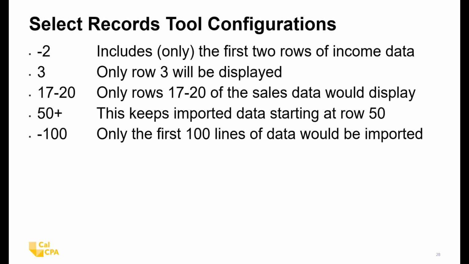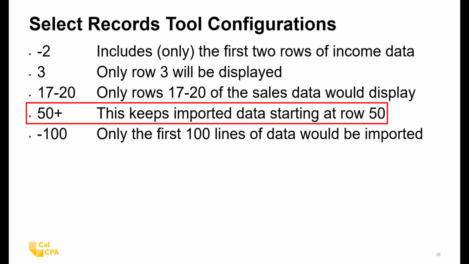With 3, out of the entire incoming data set, only row 3 would be displayed. With 17 through 20, only rows 17 through 20 of the sales data would display, but nothing else. 50 plus would display the imported data starting from row 50. -100 means only the first 100 lines of the incoming data would display. In our example, none of the configuration options on the previous slide is exactly what we're looking for, but the 50 plus option was the closest.